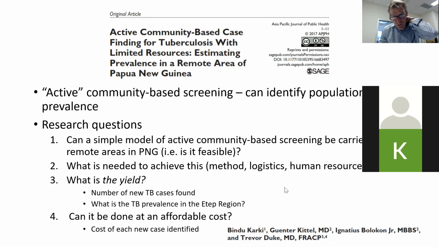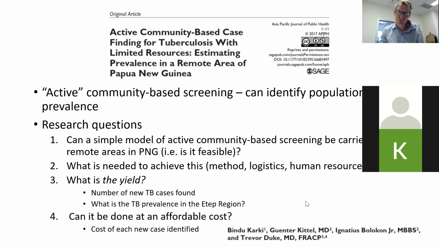And it was also designed to know whether or not, if you go out to a community and try to find TB by doing active surveillance, you will find lots of cases. And if you do, what's the cost?